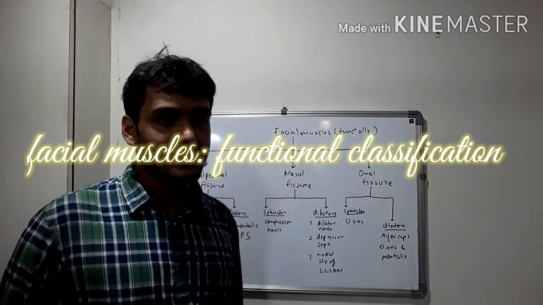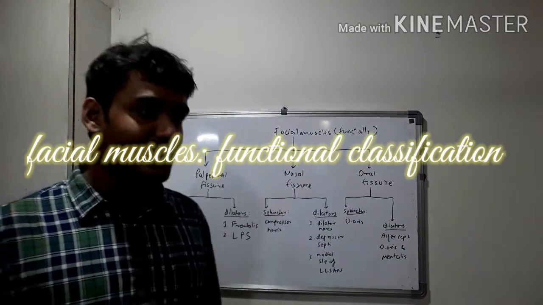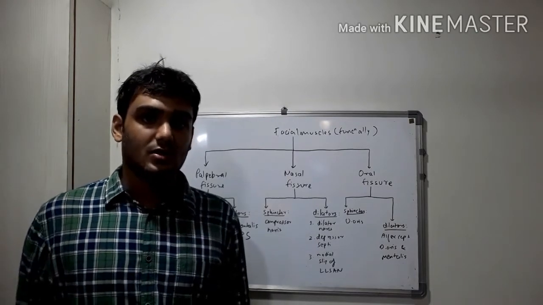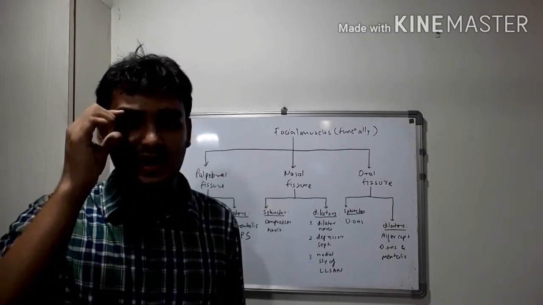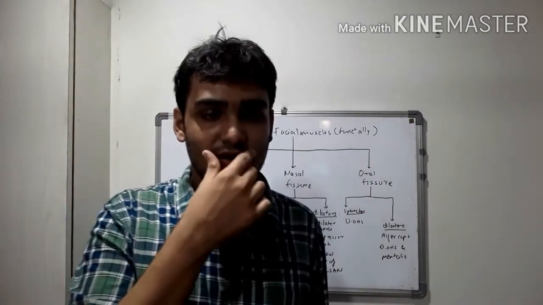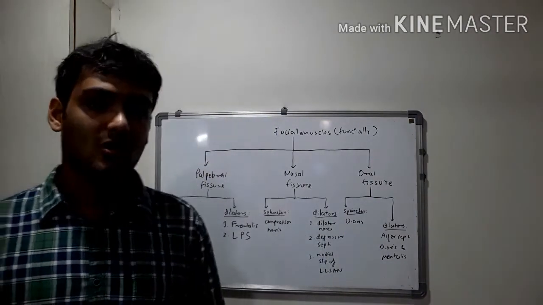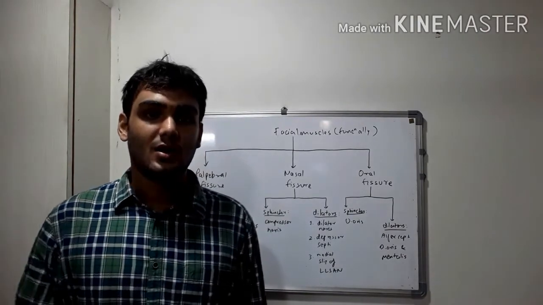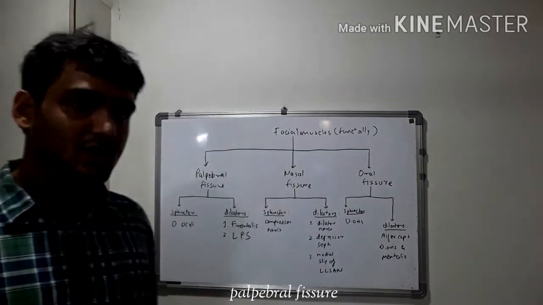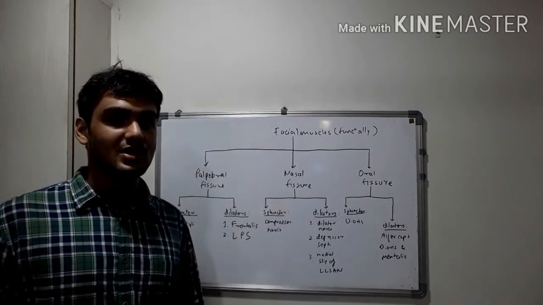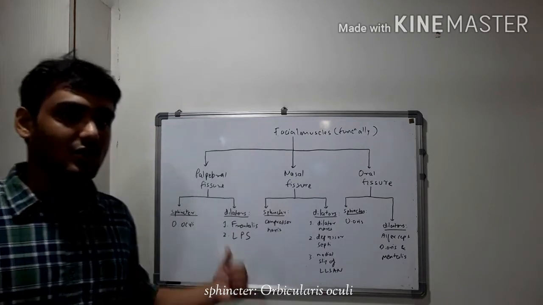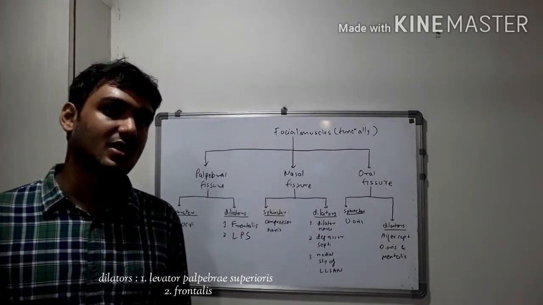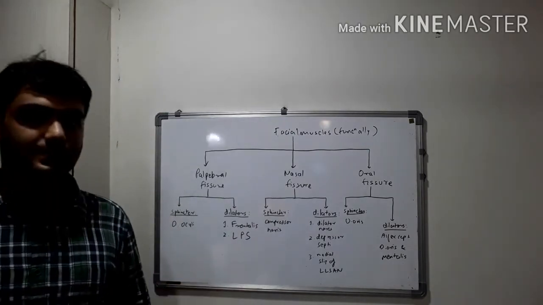Now coming to the functional classification of the facial muscles. These are classified into the sphincters and dilators of various fissures, the 3 fissures on the face. We have the palpebral fissure, that is the eye; nasal fissure, that is the nose; and oral fissure, that is the mouth. Pertaining to all these 3 fissures, we have only 1 sphincter, but many dilators. Firstly, talking about the palpebral fissure, the only sphincter of this fissure is the orbicularis oculi, and the dilators are the frontalis, the frontal belly of occipitofrontalis muscle, and the levator palpebrae superioris.